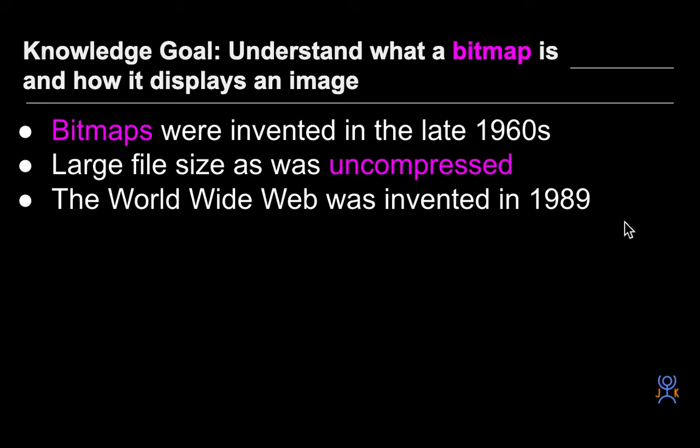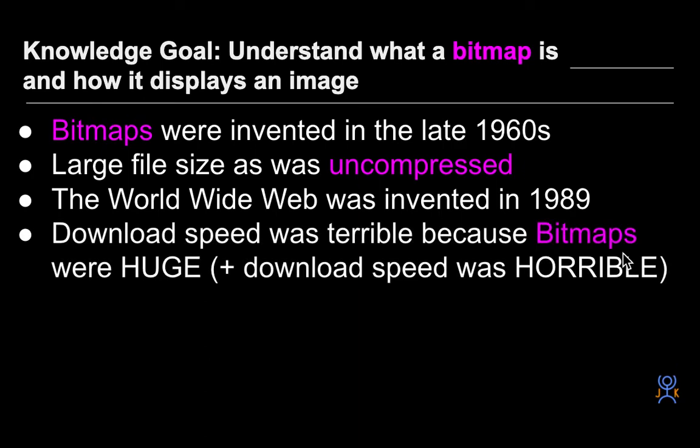Okay, the World Wide Web was invented in 1989. Okay, so the internet was actually developed in the 60s, but what I call the internet is actually the World Wide Web. That's what we use nowadays. So that was invented in 1989. Images transmitted across the World Wide Web, it was horrific. Download speed was terrible because bitmaps were huge, and also the bit rate of downloads was measured in kilobytes as opposed to megabytes. So it was frustrating in the old days.